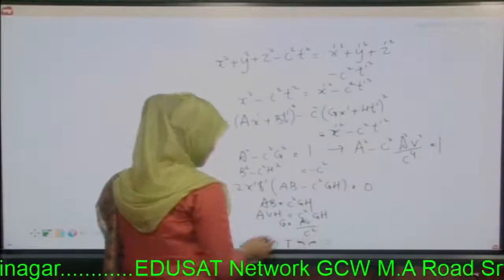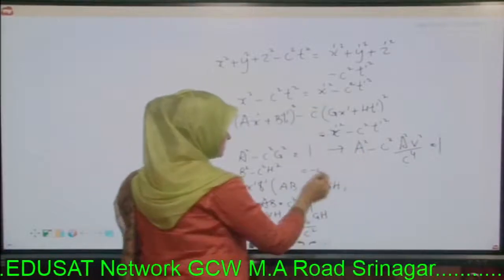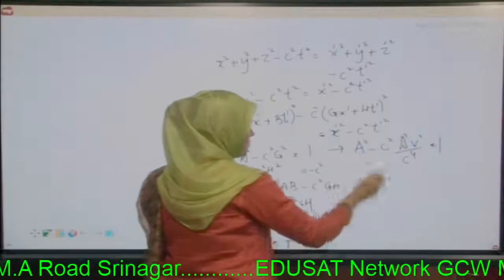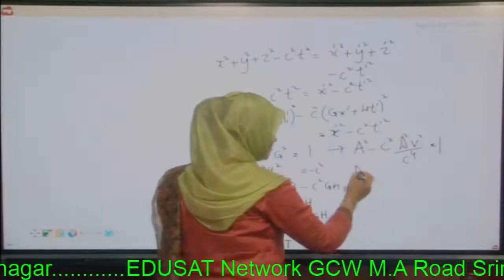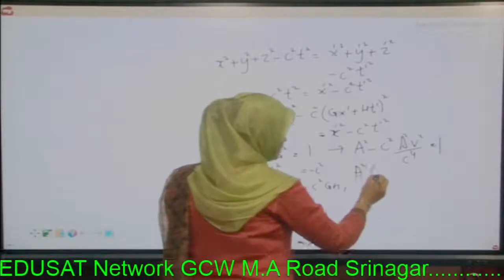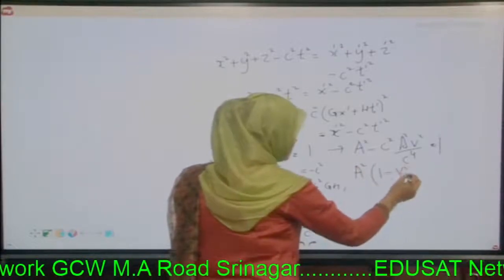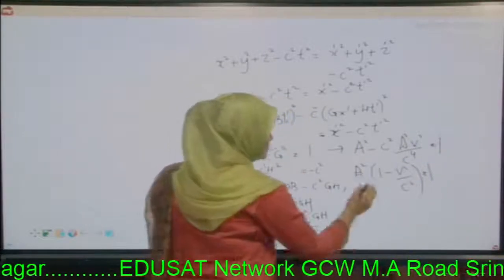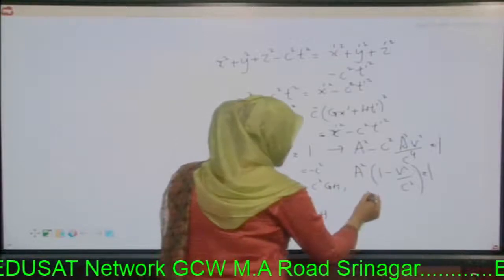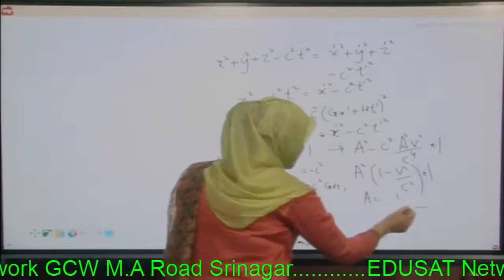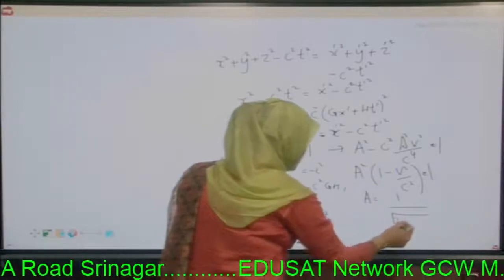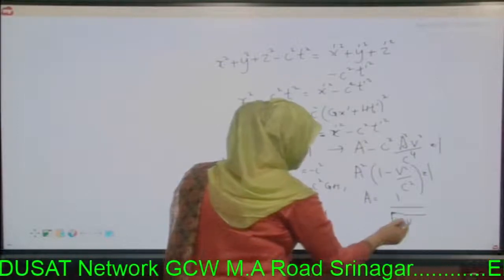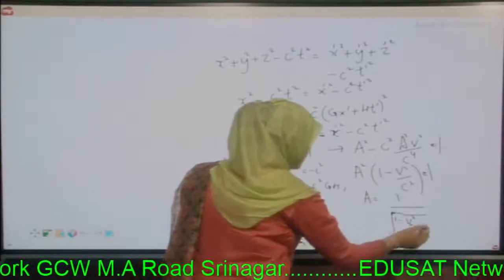So from here, is it minus c square? We'll write that here. So from here what do you get? If you take this a square common, you get 1 minus v square by c square is equal to 1. So a will be equal to 1 by under root of 1 minus v square by c square. So we have obtained one of the factors.